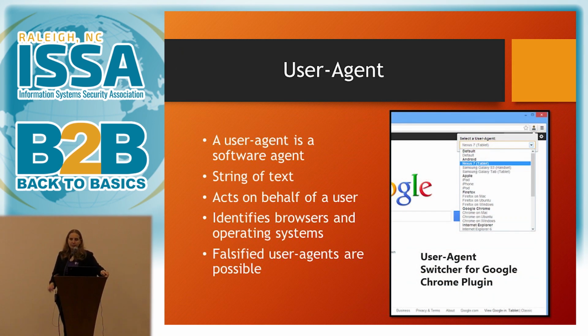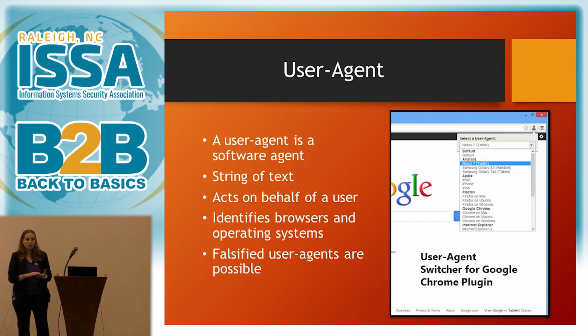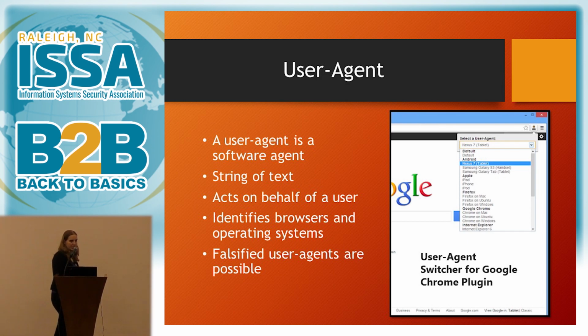User agent. You might see different user agents. A user agent is just a string of text that acts on behalf of a user. Google Chrome could be a user agent. Explorer could be a user agent. And yes, you can fake what device it's coming from. Here in this picture, you can see I could pretend to be an Android, but really be coming from my Windows 10 box or my Mac OS. The user agent just tells you what kind of platform you're working on.